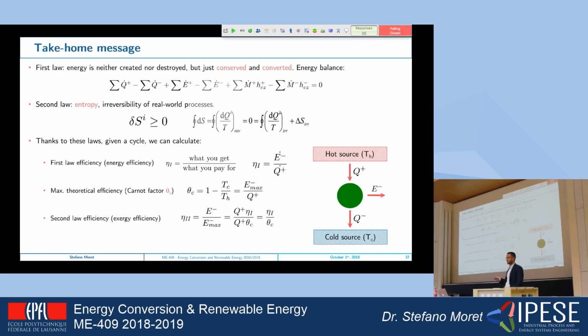And then there are, given any cycle operating between a high hot temperature and a cold temperature, three efficiencies that we can calculate. The first law efficiency, the Carnot factor giving us the maximum theoretical efficiency, and the second law efficiency, which tells us how well we are designing the system.